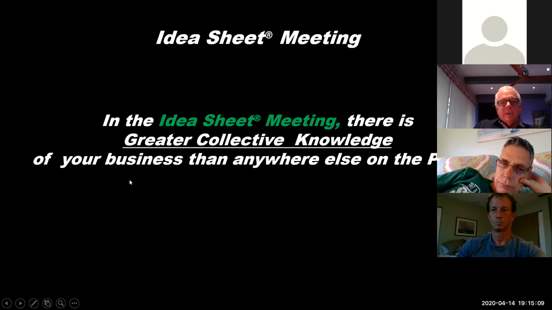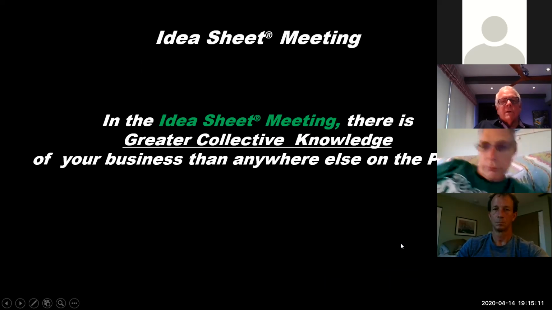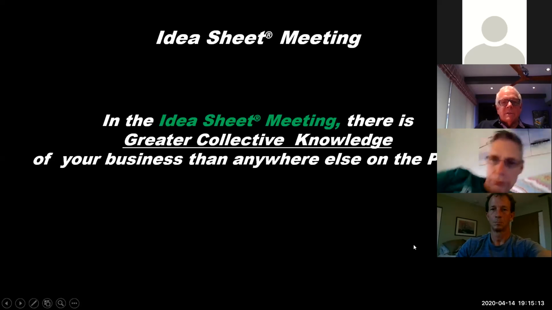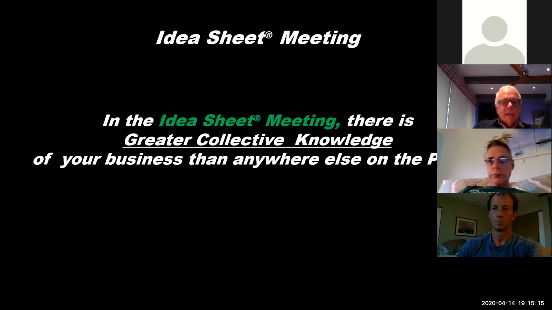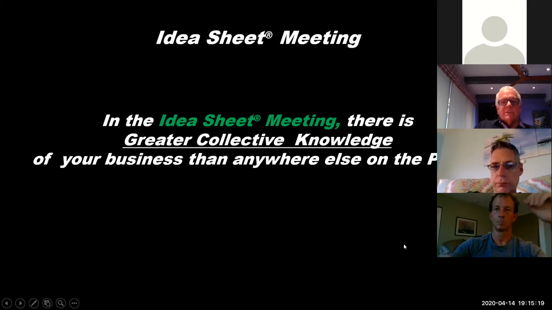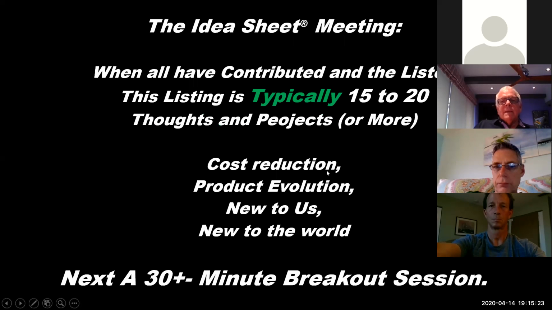So the idea sheet meeting, again, there's greater collective knowledge of your business in the room at the moment of the meeting than anywhere else on the planet. And you got to think about that. The goal is to leverage that. So you go around the room, and when everybody's contributed and we've got it on a list, the listing is typically 15 to 20. I've had as many as 30. I had as few as 6, but that was a really tough company.